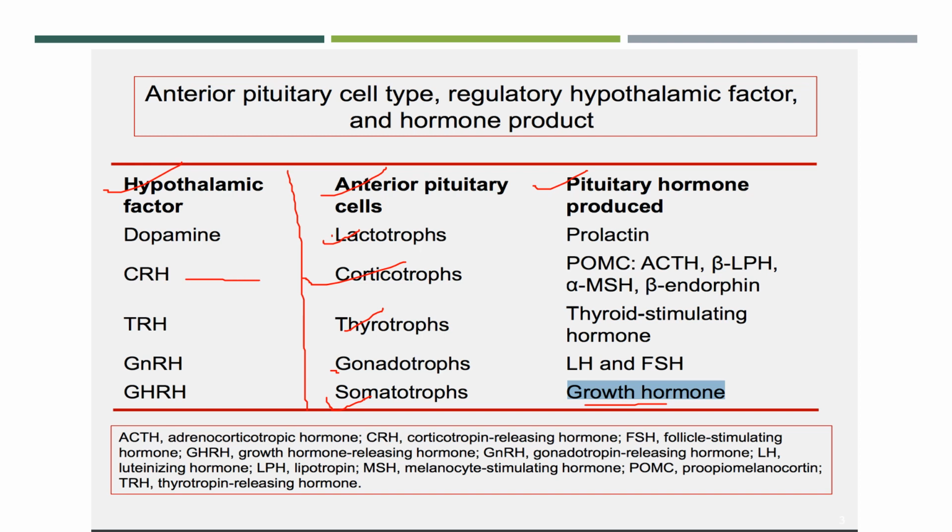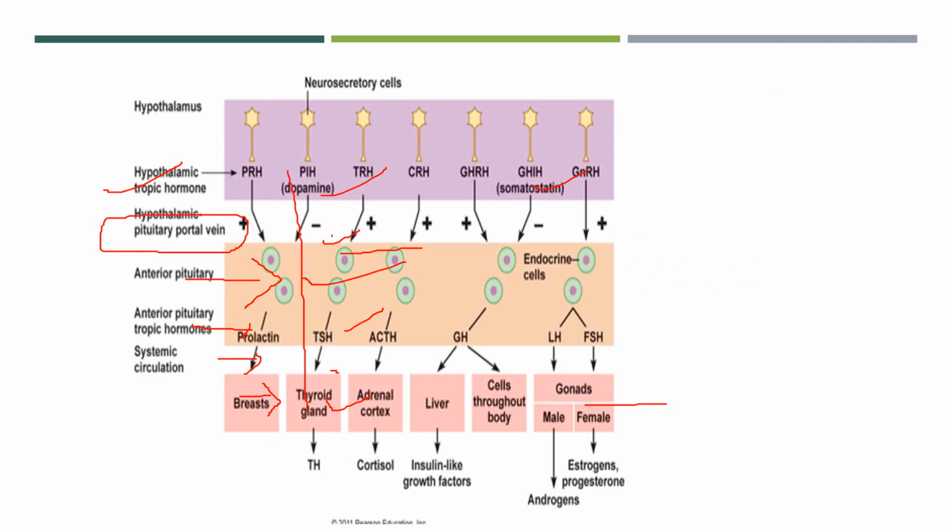For example, the corticotropin releasing factor that is released from the hypothalamus will stimulate the anterior pituitary. Thyrotropin releasing hormone will stimulate the thyrotrophs. GnRH or gonadotropin releasing hormone will stimulate the gonadotrophs, and growth hormone releasing hormone will stimulate the somatotrophs. Now what about the lactotrophs? There will be release of dopamine from the hypothalamus, and this dopamine is actually inhibitory on the lactotrophs.